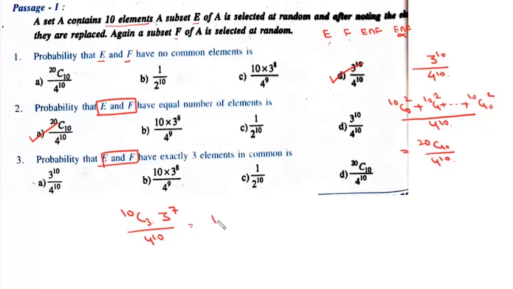Now 10C3 is (10 × 9 × 8) upon (3 × 2), times 3 to the power 7, divided by 4 to the power 10. Now this is 3, this is 4, so we'll take it here and divide by 4, so it will be 4 to the power 9. So we can write this as 10 into 3 to the power 8 upon 4 to the power 9. And that's your option B.